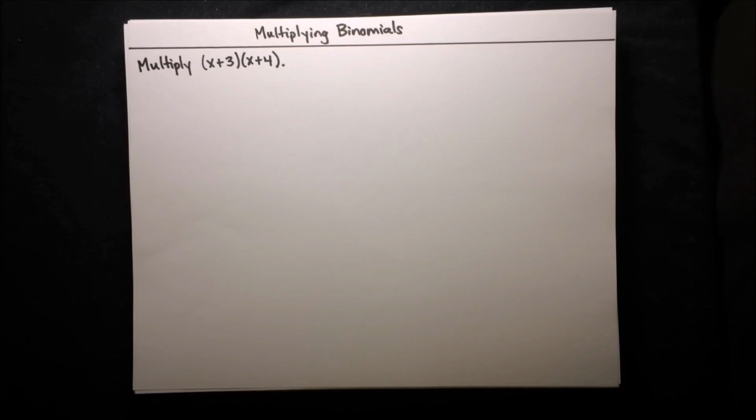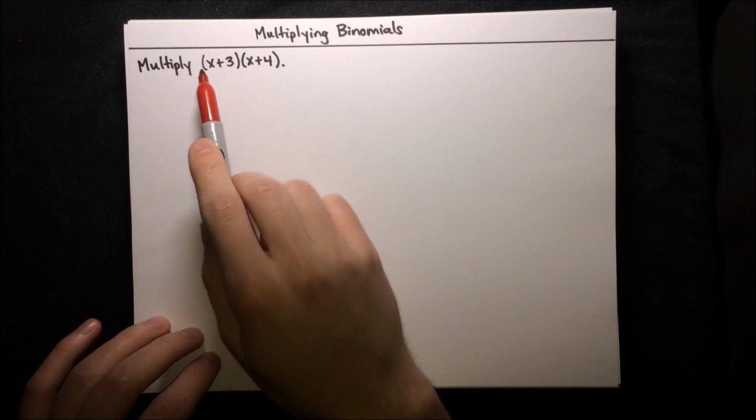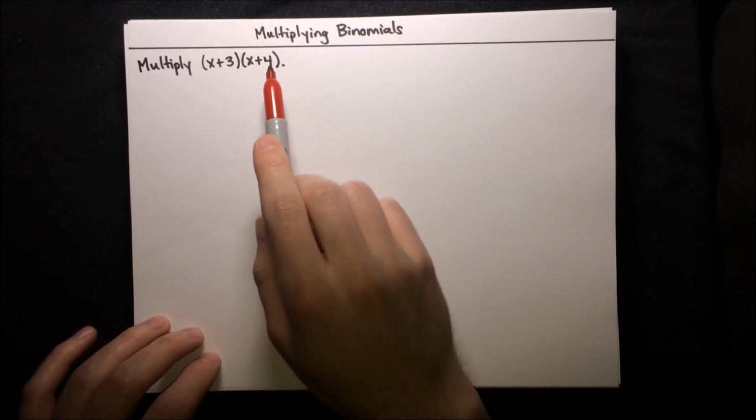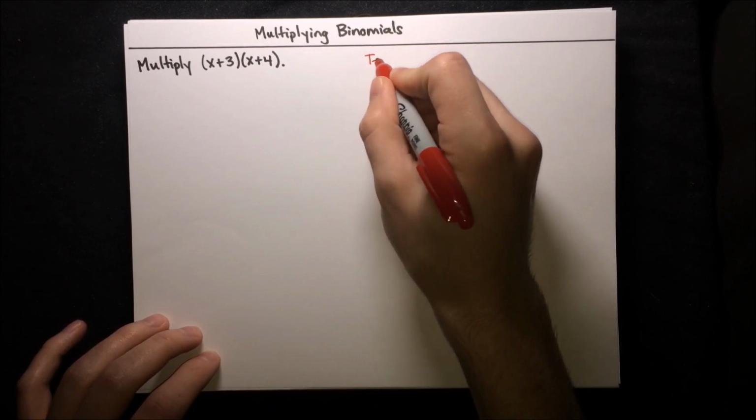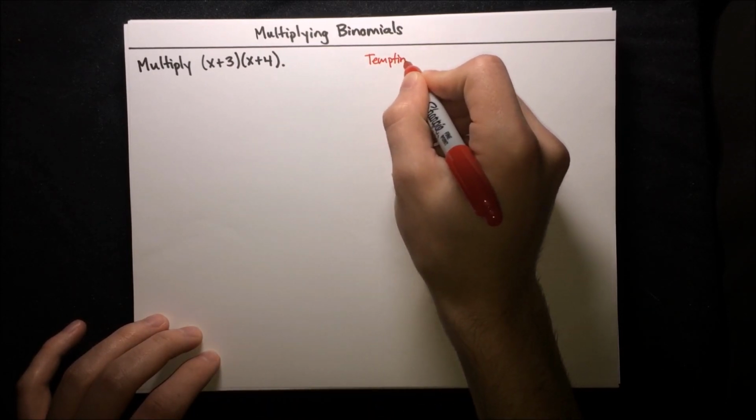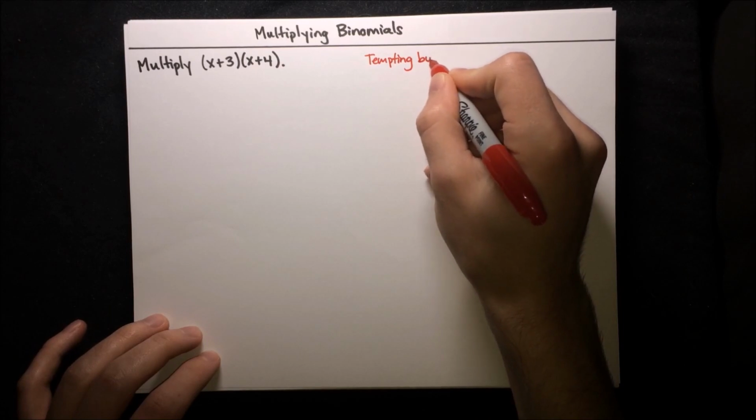In this video, I'm going to show you how to multiply binomials. So first of all, we want to multiply x plus 3 times x plus 4. Now there's one way to do this that's very tempting, but incorrect.